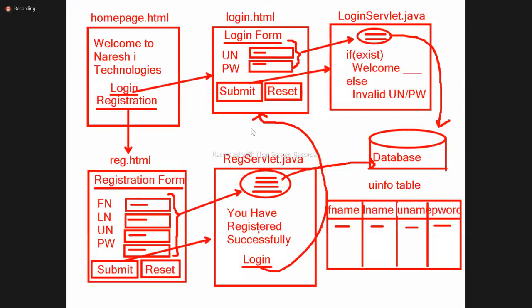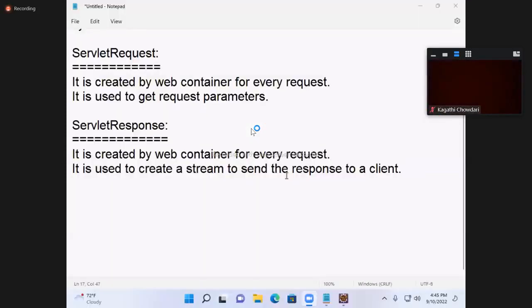That is servlet response. Again, if you click login, it comes here. If you click here also, it comes here. Whatever username and password you type, when you click on the submit button, it is again received by the login servlet. That is servlet request. Again it communicates with the database using JDBC. If it exists, a welcome message; otherwise, invalid username or password. This is a response. Now, this program you are going to see.